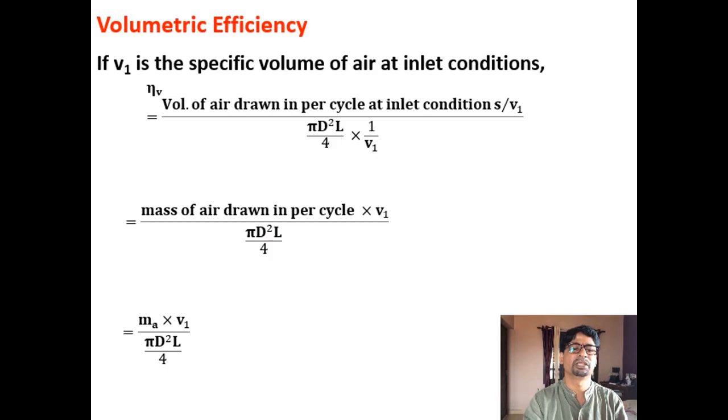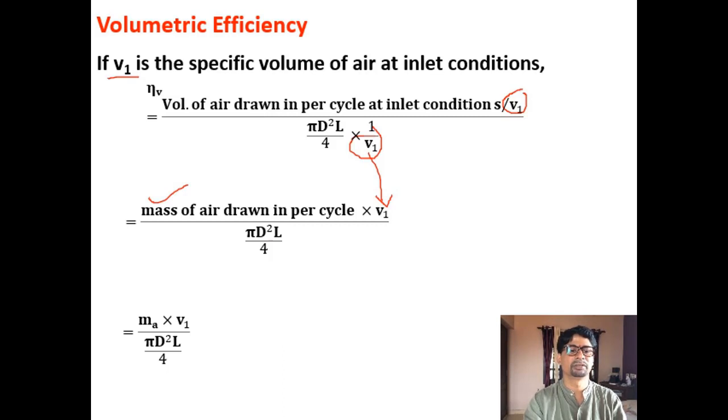Okay. If V1 is the specific volume of air at inlet conditions, then if you divide both the numerator and denominator by the specific volume V1, the numerator, volume of air drawn in per cycle at inlet condition, divided by specific volume, and the denominator also divided by specific volume. Okay, then it is mass of air drawn in per cycle into V1 divided by, because this V1 in the denominator has now gone to the numerator. So volume of air drawn in per cycle at inlet conditions divided by specific volume gives the mass of air drawn in per cycle.